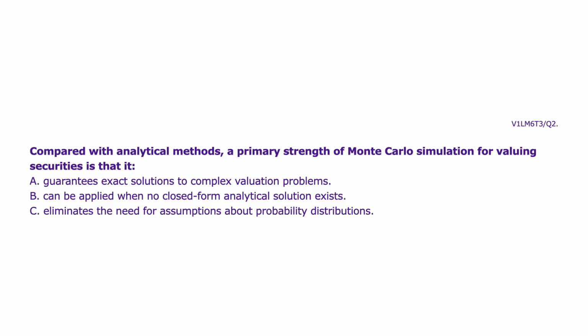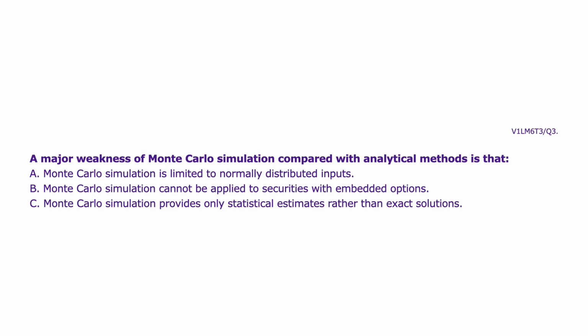Compared with analytical methods, a primary strength of Monte Carlo simulation for valuing securities is that it: A. Guarantees exact solutions to complex valuation problems. B. Can be applied when no closed-form analytical solution exists. C. Eliminates the need for assumptions about probability distributions. A major weakness of Monte Carlo simulation compared with analytical methods is that: A. Monte Carlo simulation is limited to normally distributed inputs. B. Monte Carlo simulation cannot be applied to securities with embedded options. C. Monte Carlo simulation provides only statistical estimates rather than exact solutions.